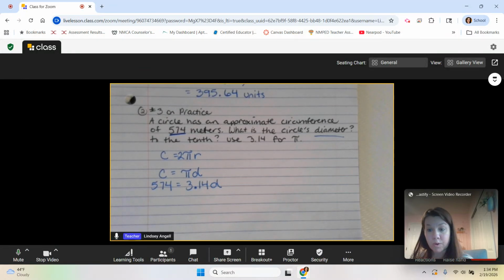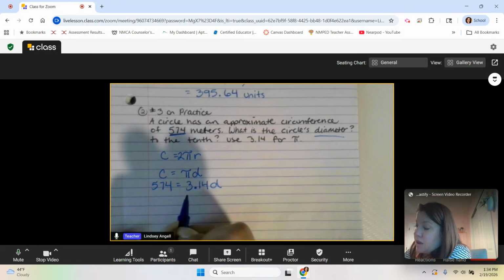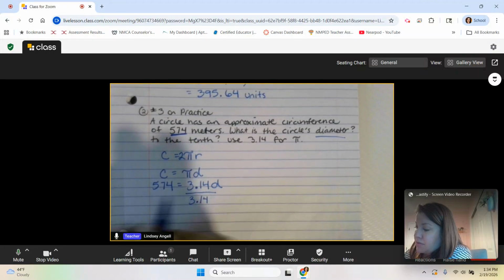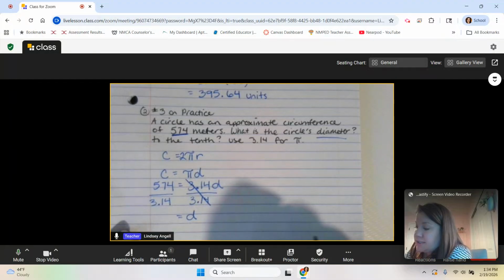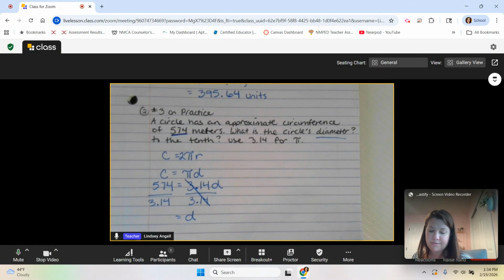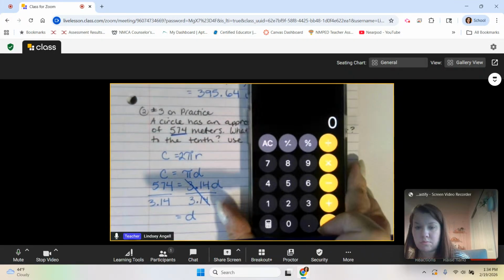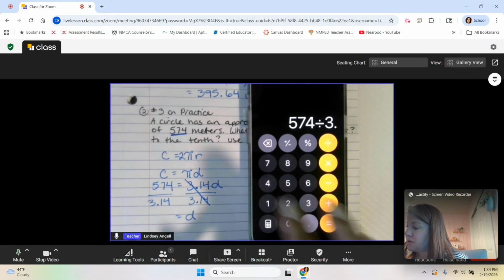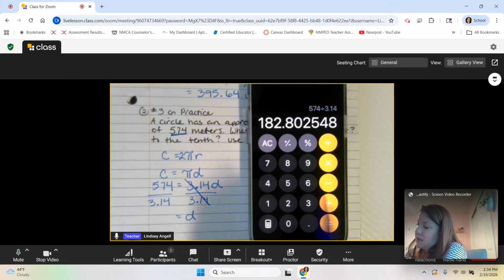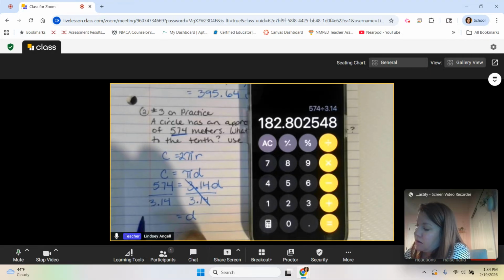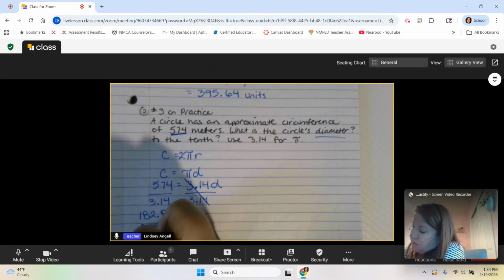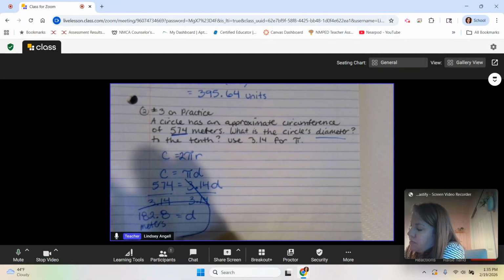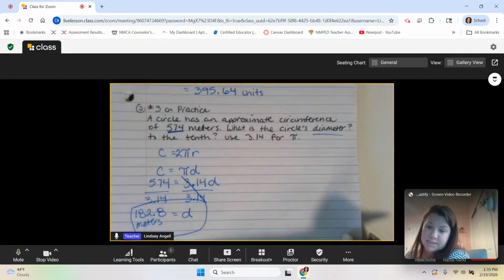So, just like one-step equations, which we've been solving for quite a while, I can divide both sides by 3.14. They'll cancel on the right, and I'm left with just the diameter. And then 574 divided by 3.14 gives me that big long number, but it said to go to the tenth place. So I've got 182.8, and these were meters. Okay, so that would be my final answer for the diameter.